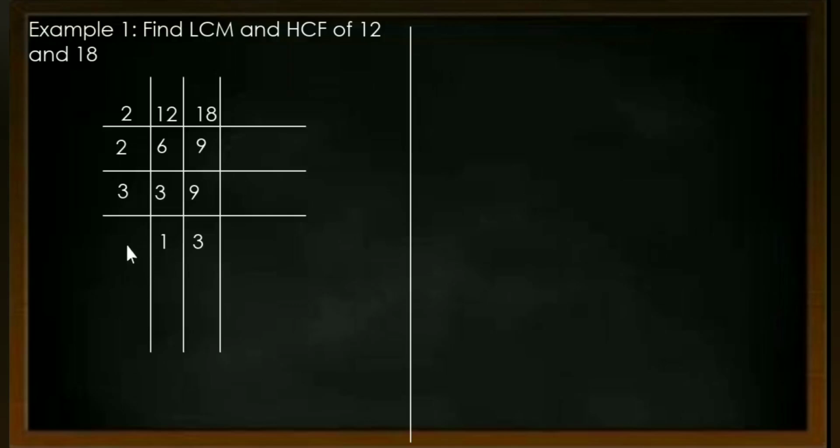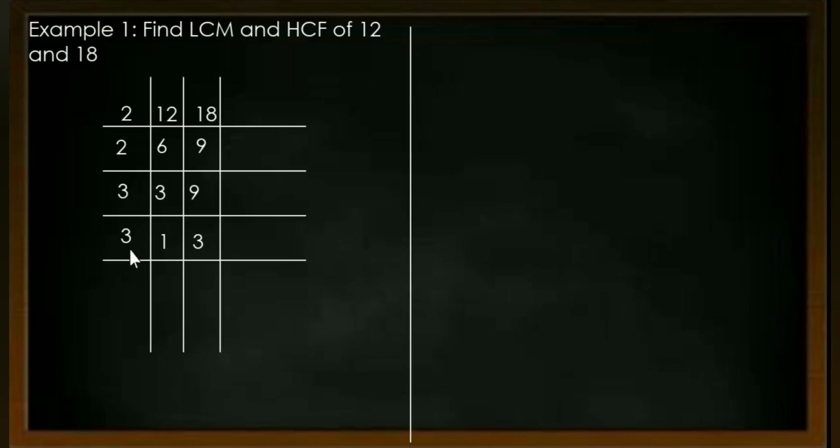I know you might be tempted to say 1. No, 1 is not among the options. You start from 2 and you move upwards. So is there any number here that 2 can divide without remainder? No. How about 3? Yes, 3 can divide 3 without remainder. So we'll write 3 here.